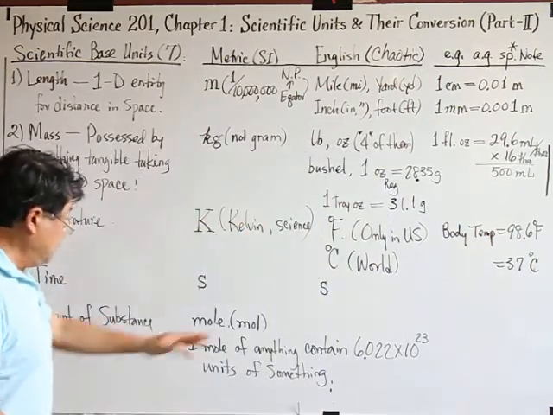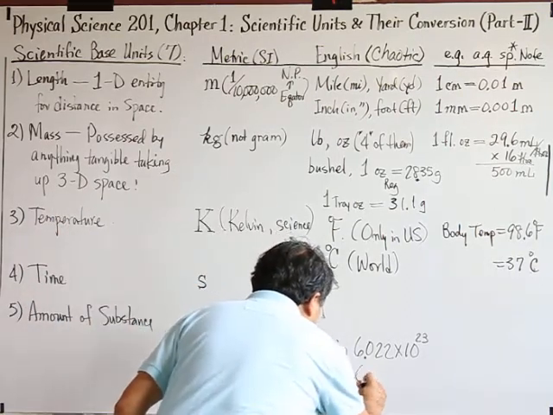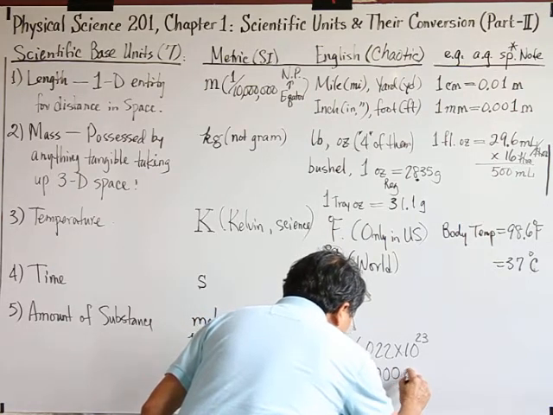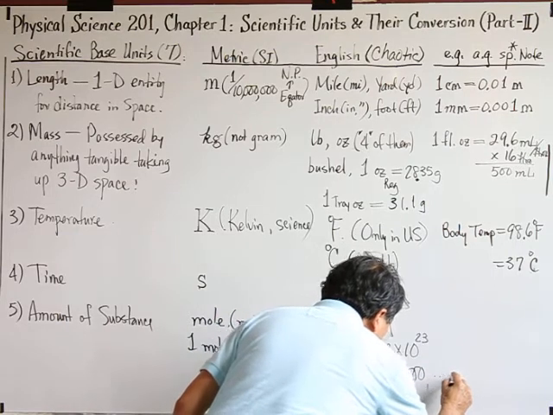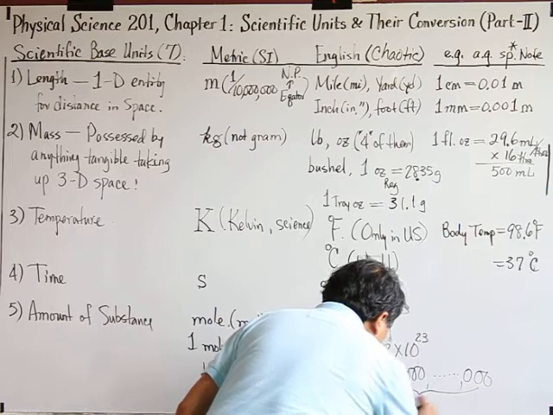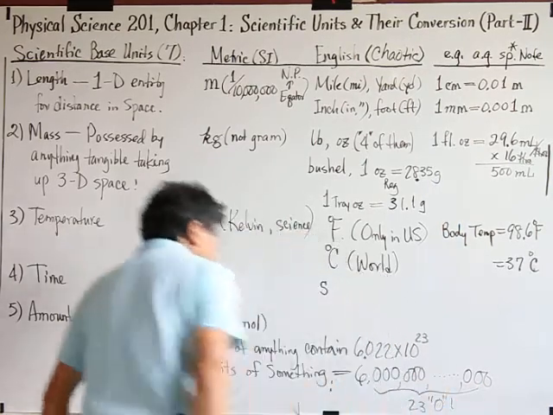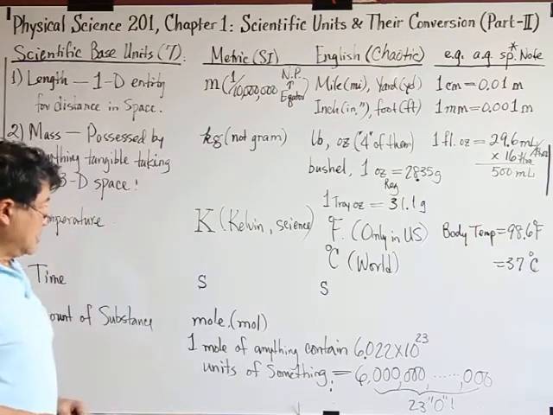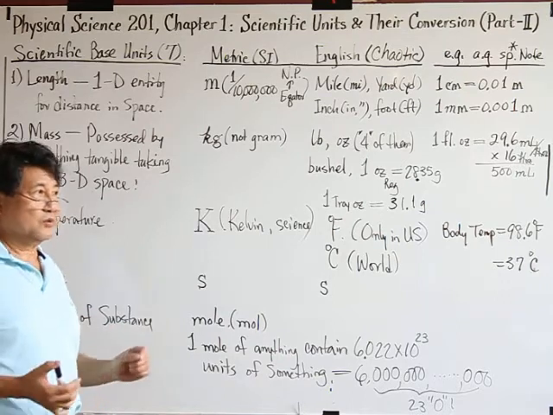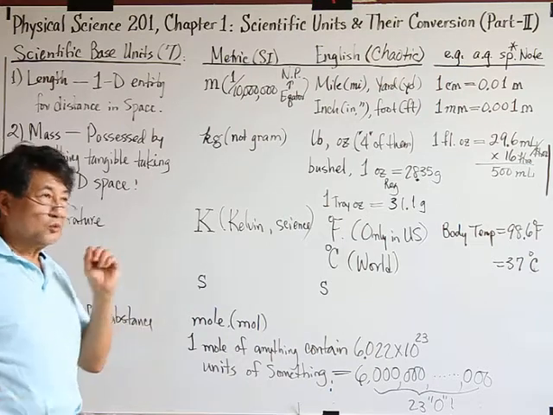Okay, so if you write down this number, it's going to be 6, right? Then 0, 0, 0, 0, 0, 0, 0, 0, 0. The total number of zeros after 6 is 23. That's a huge number, right? And why do we have to use this big number? Because atoms or molecules or ions in substances are so tiny small.